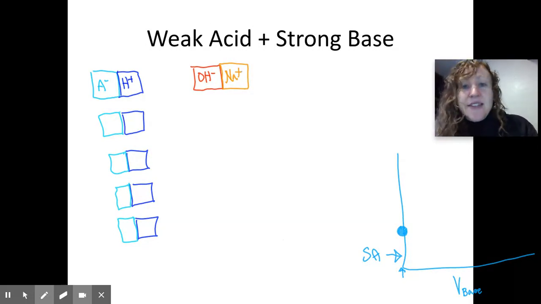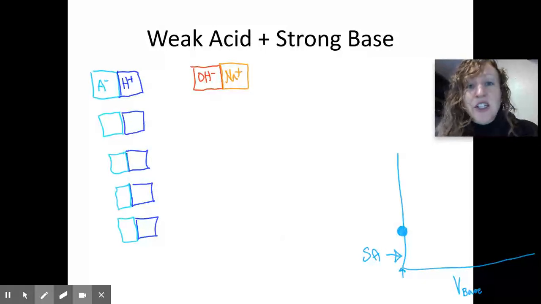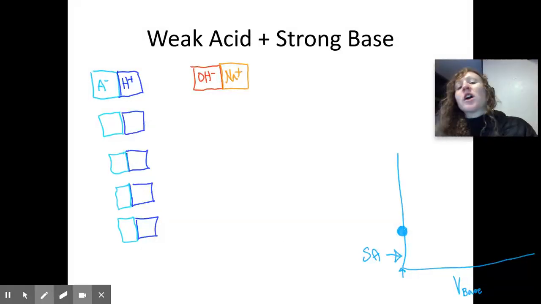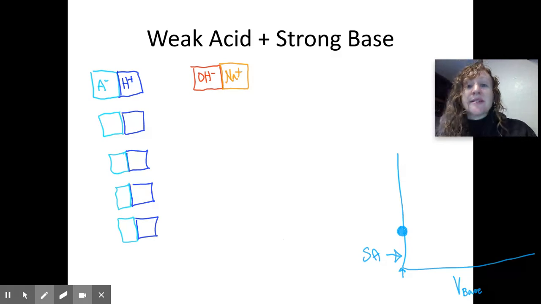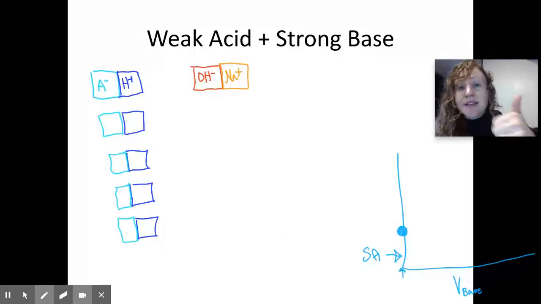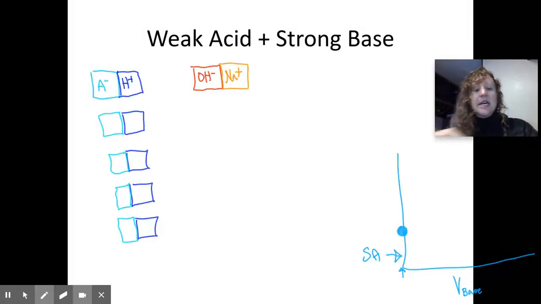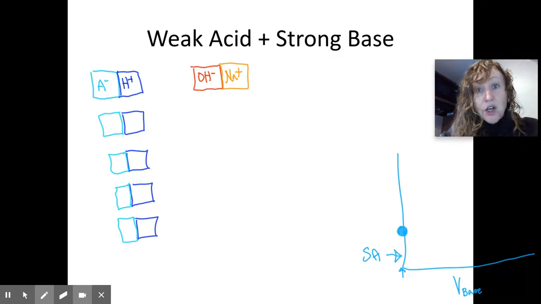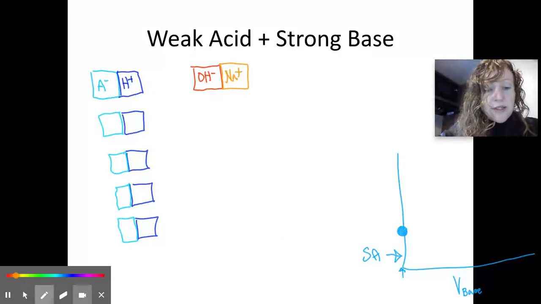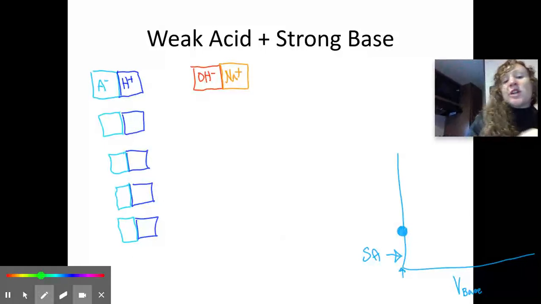It's kind of intense. It's kind of in your face. It's going to react. It's going to drive the reaction until something is gone. Now, what does a strong base react with? It reacts with the strongest acid present. So you have a weak acid and you have water. What is it going to react with? It's going to react with the weak acid, right? So it's going to react with the weak acid until something is gone. It's an in-your-face kind of situation.